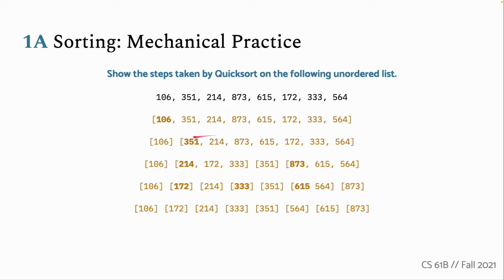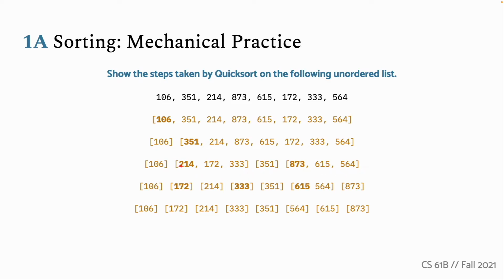The rest of the list, however, still needs some maneuvering. So we have this at this point with 351 as our next pivot, and that's going to go right here, with 214, 172, and 333 being less than it, and 873, 615, and 564 being greater than it. So 351 is in the right place, 106 is in the right place. We're not going to look at those anymore. We're looking at 214 as our next pivot for this segment and 873 as our new pivot for this segment.